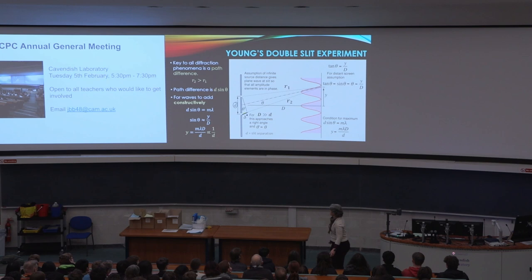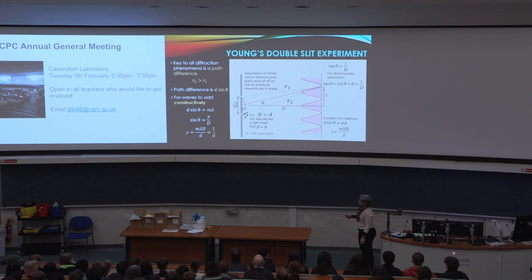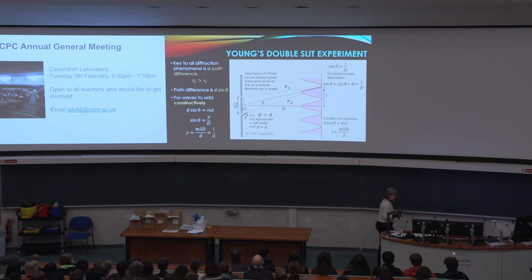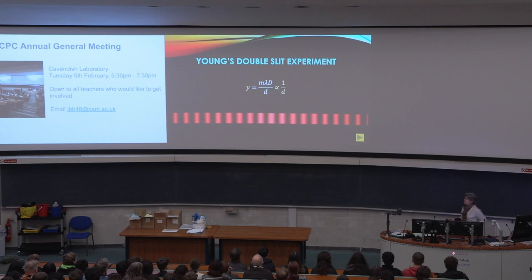So this is an inversely proportional relationship. So remember that. The separation between the slits is inversely proportional to the spread of the pattern. So if you like, here's one I prepared earlier, but I am going to show you the real thing live, but it's always good to have a backup.